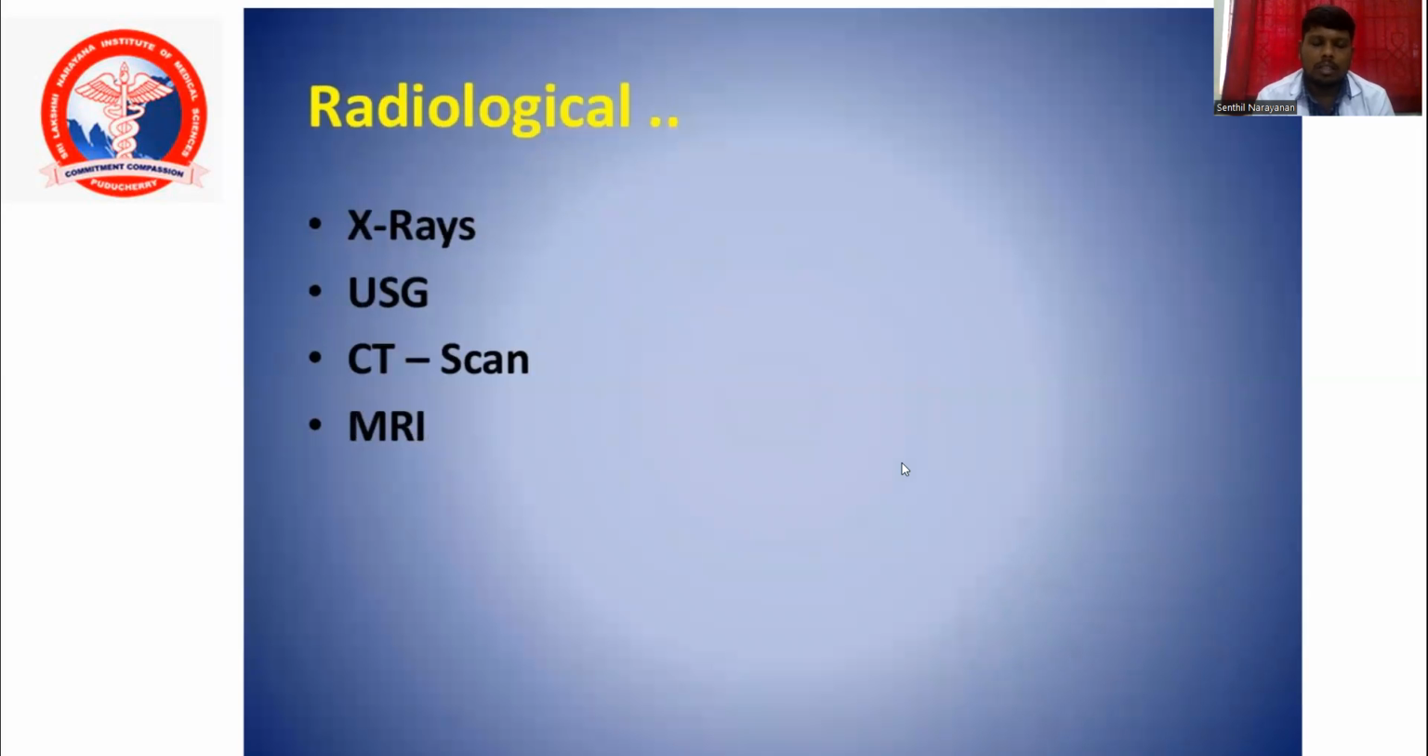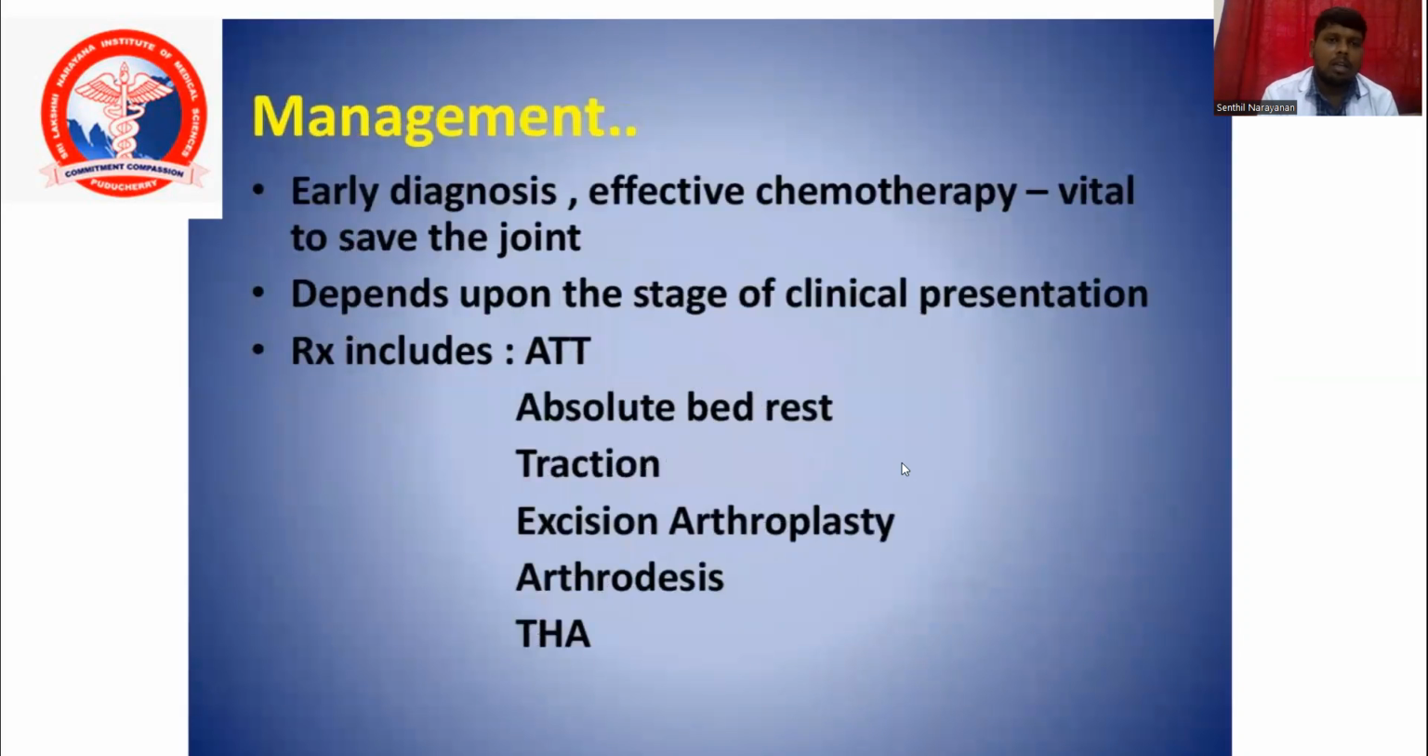So radiological investigations are X-rays, ultrasound, CT scan, MRI, and the management is early diagnosis and effective chemotherapy, vital to save the joint. It depends upon the stage of clinical presentation. The treatment includes ATT, absolute bed rest, traction, excision arthroplasty, arthrodesis, total hip arthroplasty.